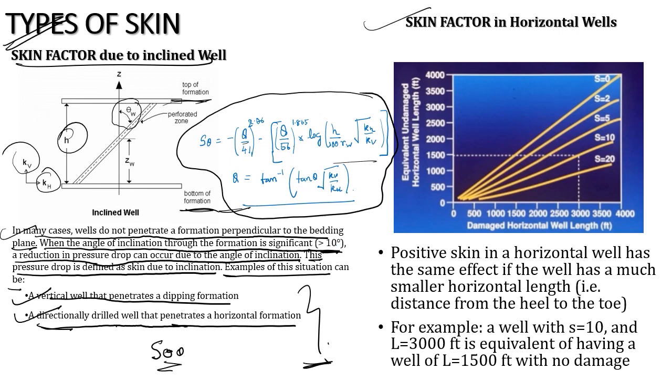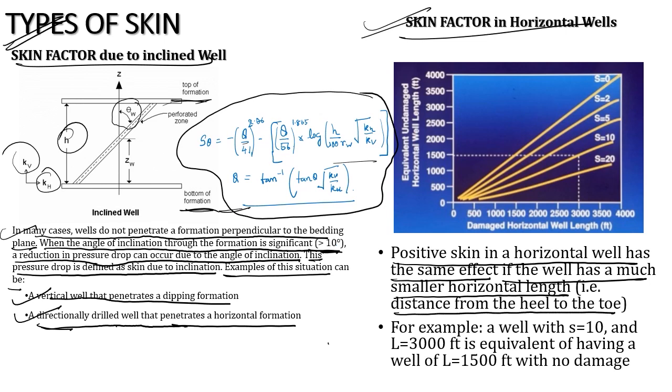Now let's look at the case of skin factor in a horizontal well. Positive skin in a horizontal well has the same effect if the well has a much smaller horizontal length, that is the distance from the heel to the toe. The main reason for going for a horizontal well is that by having this horizontal well, I am getting an increased drainage area. So this is for the horizontal well case. Now let's say I am having a vertical well. For a vertical well, this will be my drainage area. This is the case for a vertical well.